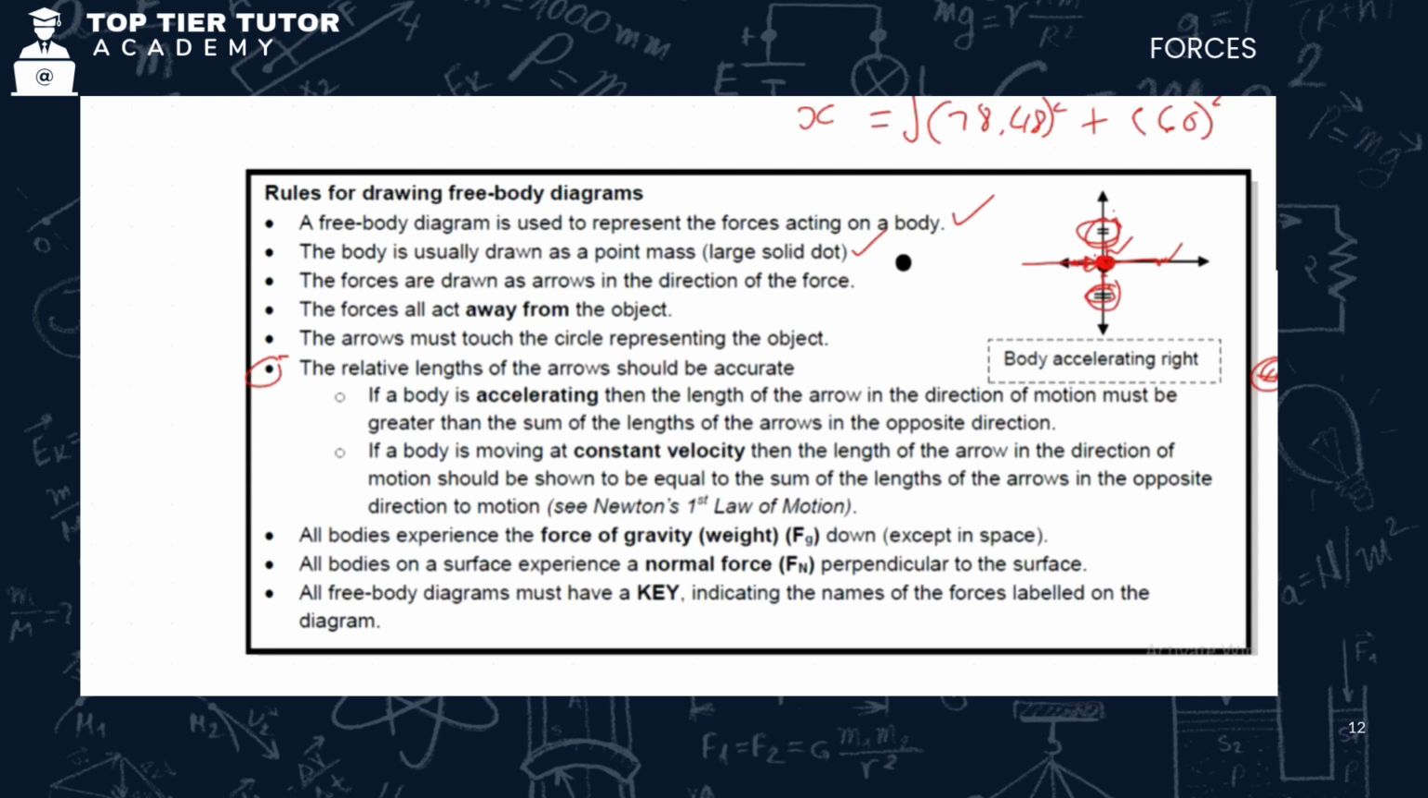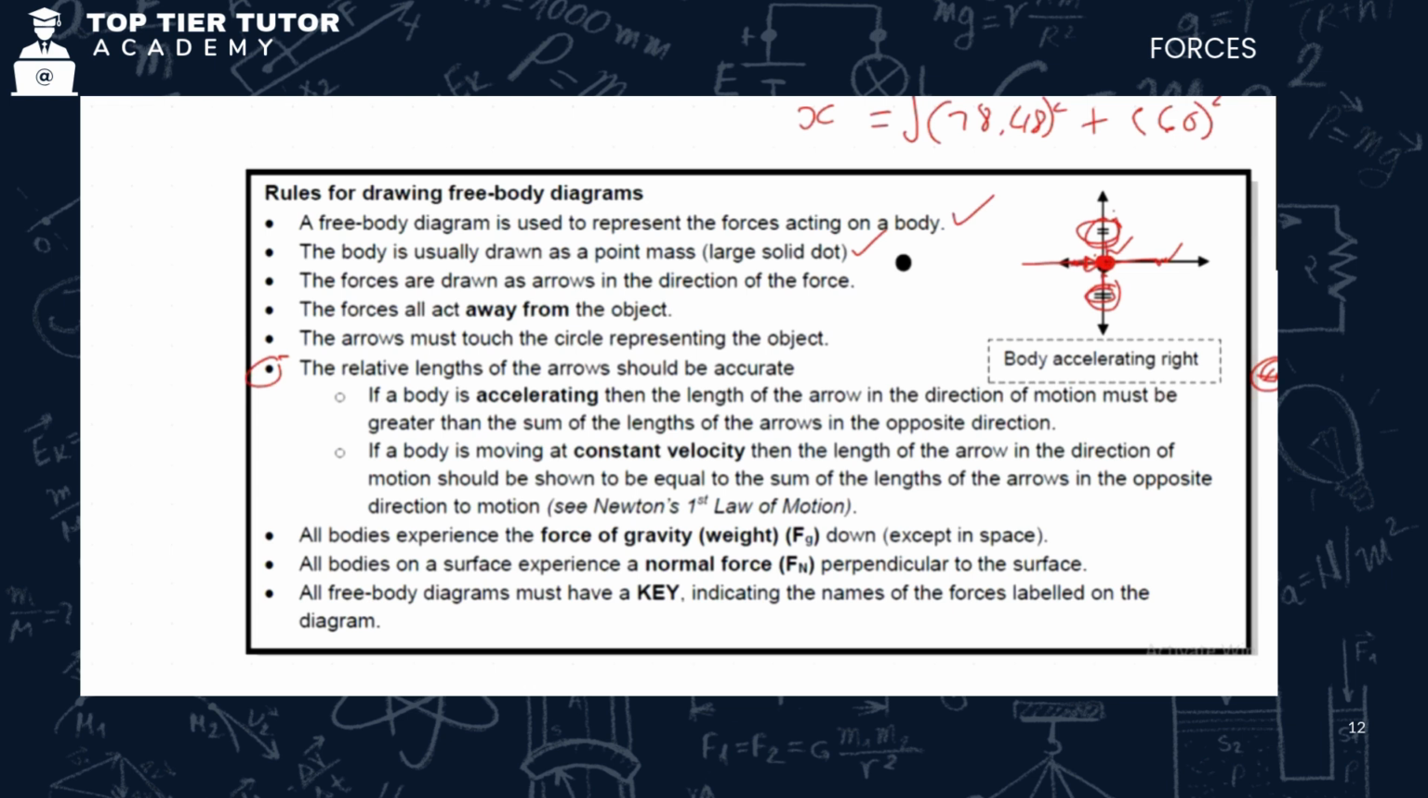If a body is accelerating, then the length of the arrow in the direction of motion must be greater, but we're going to look at this more when we do Newton's second law. It must be greater than all the other forces to show where your resultant force is going towards, which will show where the acceleration is also going towards. Number two, if a body is moving at a constant velocity, it tells us that we do not have any resultant force. So it implies that the forces, in terms of their size, must be equivalent to each other.